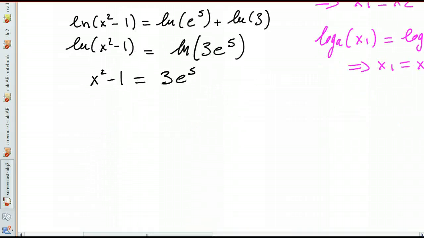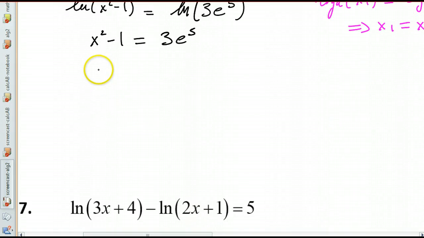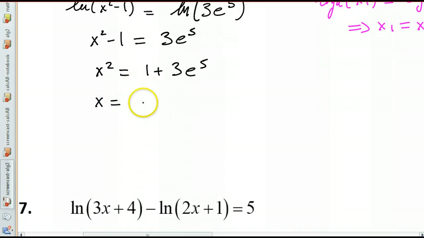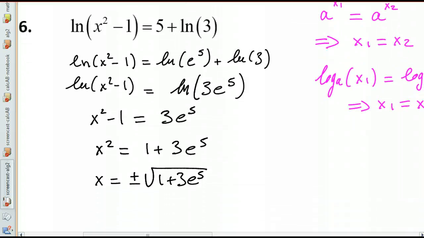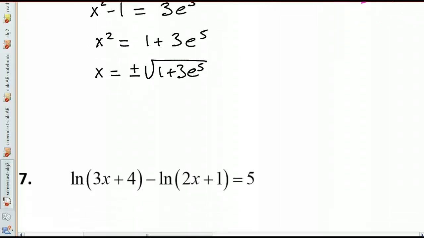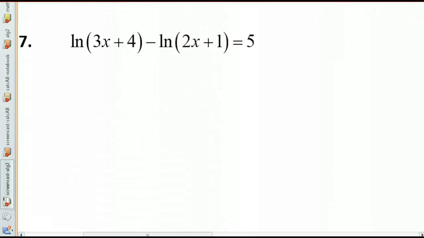And you know how to solve this equation for x. This is very simple. x squared equals 1 plus 3e^5, which means x equals, careful when you remove a square, plus or minus the square root of 1 plus 3e^5. And that's the answer. And in this case, I don't need to check if it's true or not. It will work. You may not have understood what I just said right now, but it's something we're going to have to do actually.